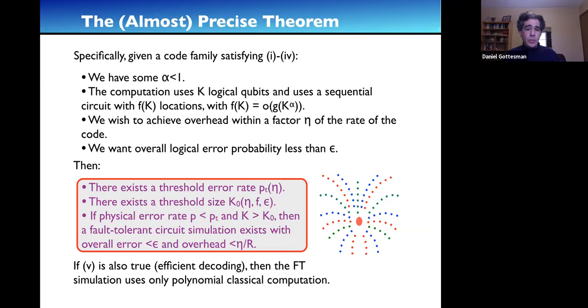Okay, and then property 5 is needed so that the fault-tolerant simulation that you're doing only uses a polynomial amount of classical computation, which is obviously desirable as well.